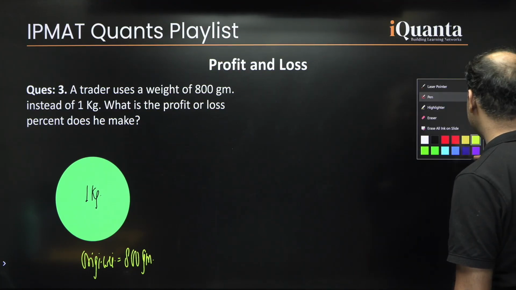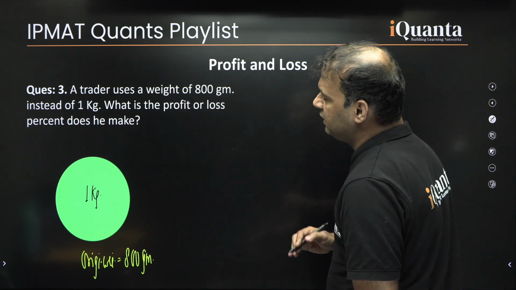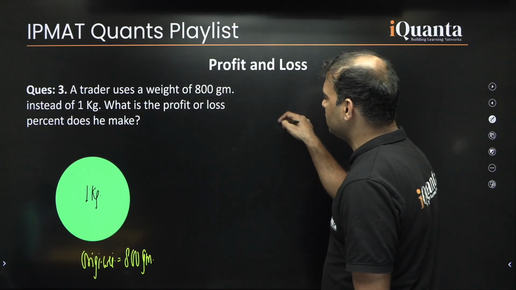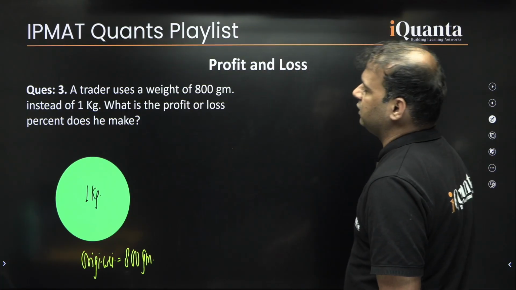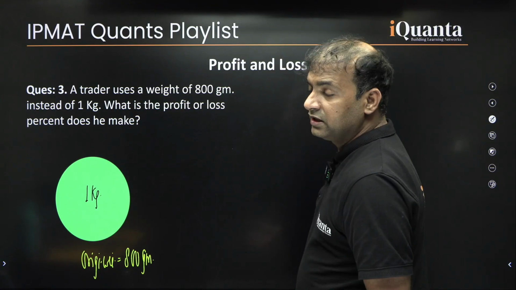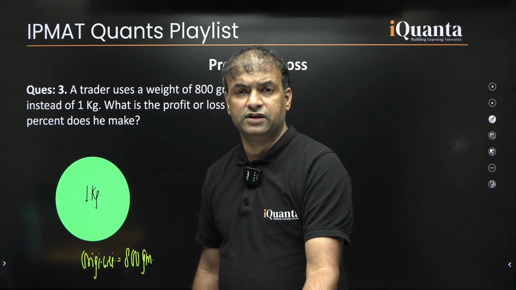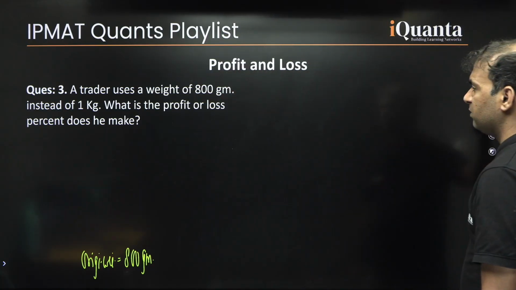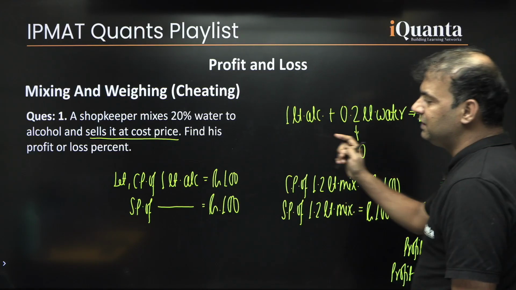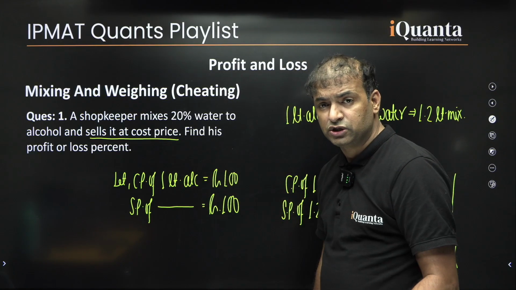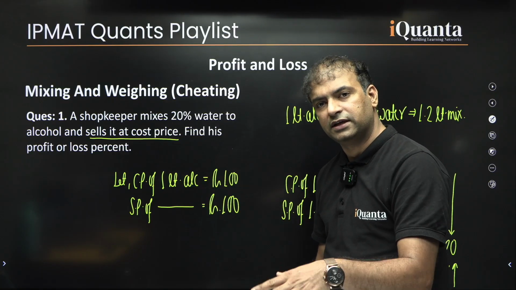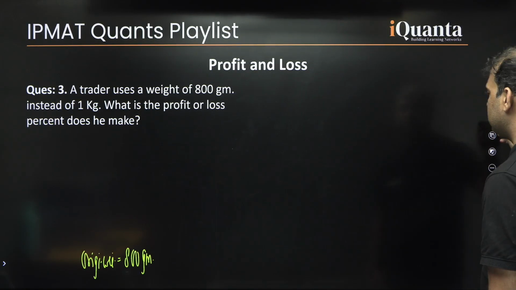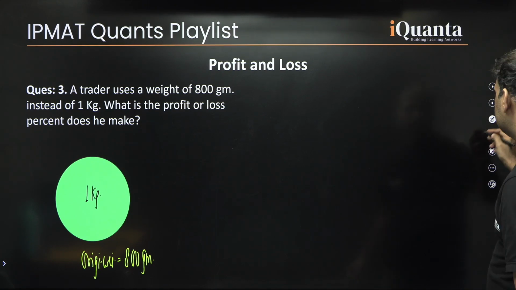Okay, so let's write a few things. Let's write the assumption part first, because nothing is mentioned about the cost price and the selling price. They have not said that apart from this the trader is making any kind of cheating, like marking up or discounting. Nothing is mentioned. Just like the first problem, where they mentioned that he's selling at the cost price, here nothing is mentioned, but they actually want to say the same. So we'll assume that the trader is selling at the cost price only. So this is how we will proceed.